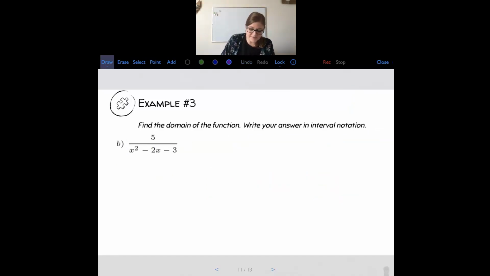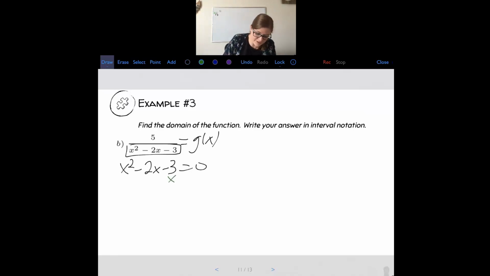Next, find the domain of the function. Write your answer in interval notation. Let's call this one g of x. Okay, so we need to figure out where the denominator equals 0. So we set the denominator equal to 0. And guess what? We have an x squared. So we're going to factor and solve. We're looking for two numbers that multiply to negative 3 and add to negative 2.